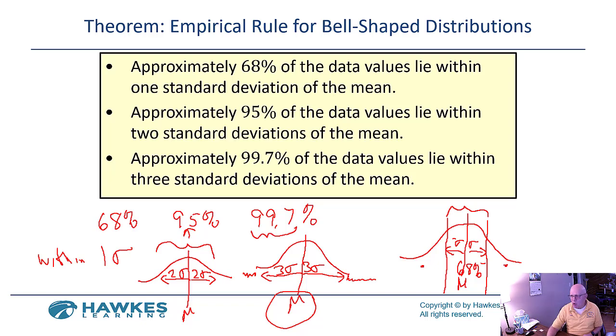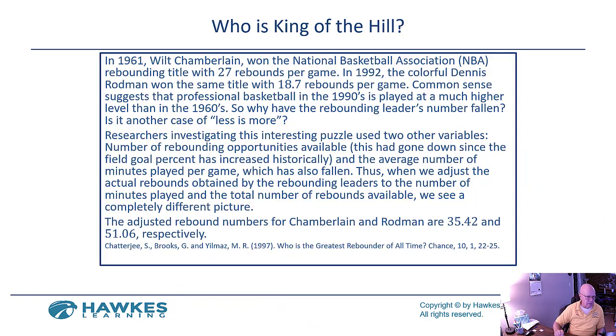Keep in mind, this is only for bell-shaped distributions. If you've got a distribution that looks like this, you can't use the empirical rule. If you have a distribution that looks like this, that is not a bell-shaped distribution, forget about the empirical rule.